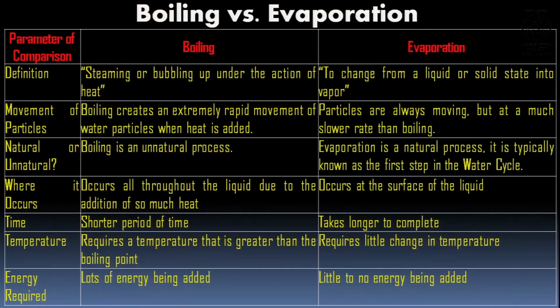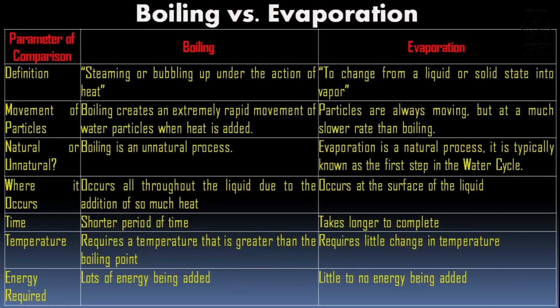Then comes movement of particles. Boiling creates an extremely rapid movement of water particles, and in evaporation particles are always moving but at a much slower rate than boiling. Boiling is an unnatural process, whereas evaporation is a natural process and is the first step in the water cycle where it occurs. Boiling occurs throughout the liquid. But evaporation, as I have showed you in the activity, is a surface phenomena.